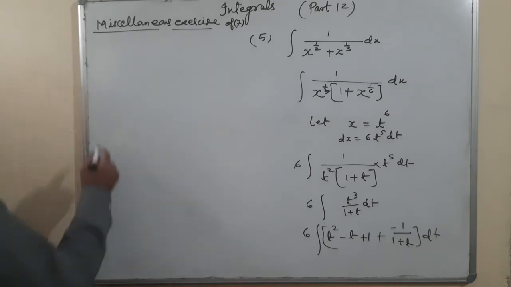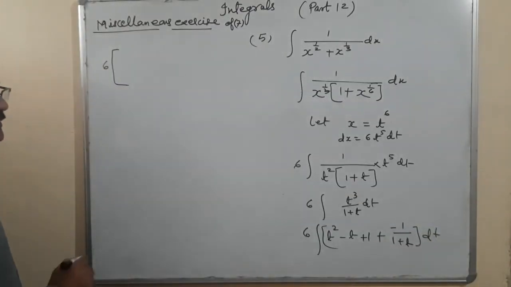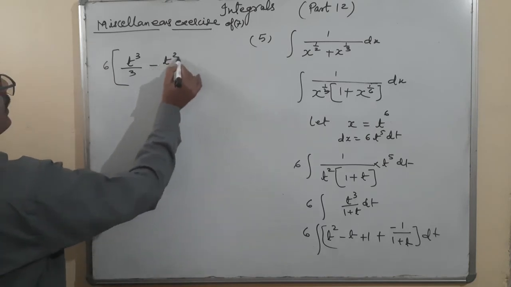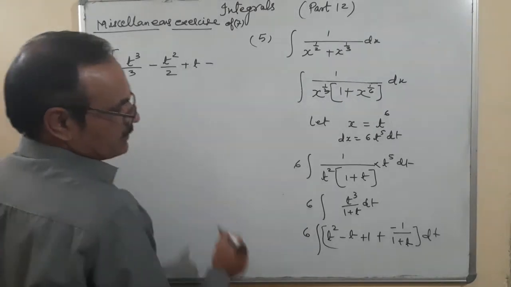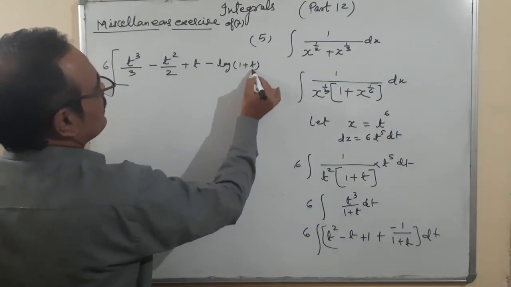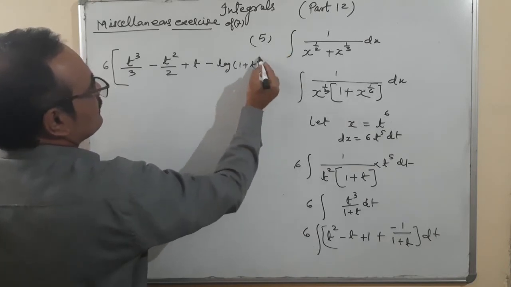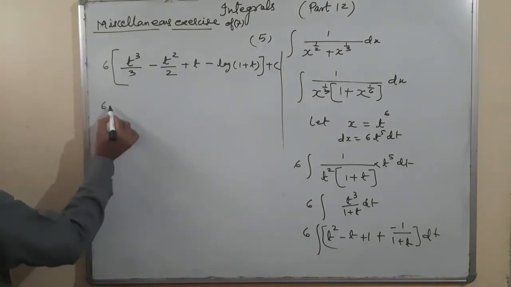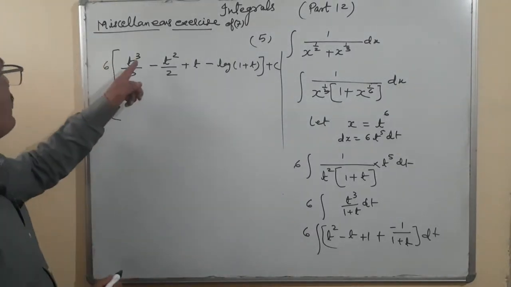Six as it is. Start integrating t square. What is it? It's t cube by 3 minus t square upon 2 plus t, and this is minus 1 upon 1 plus t, that is log 1 plus t. Plus c. Okay, plus c is outside. Plus c is not here. Okay. 6 as it is. 6 as it is. T cube upon 3.